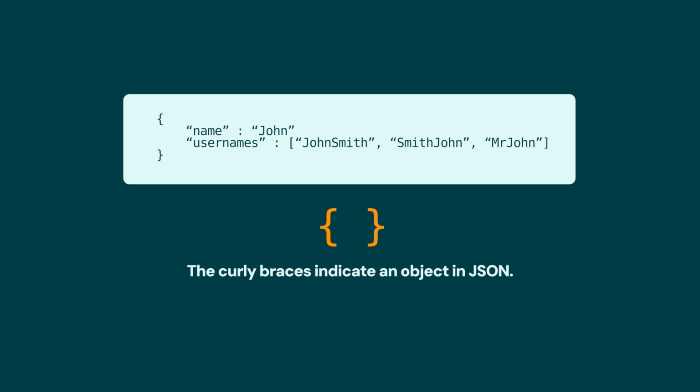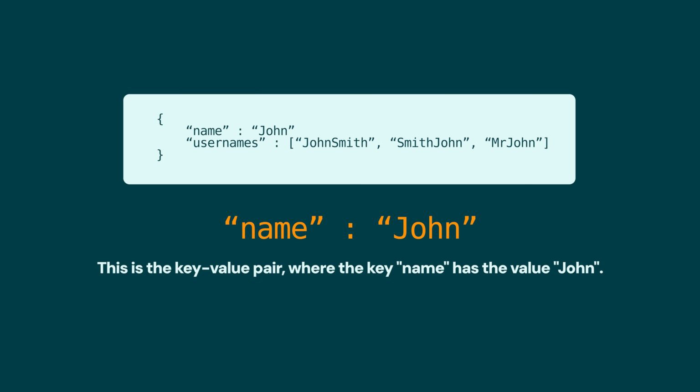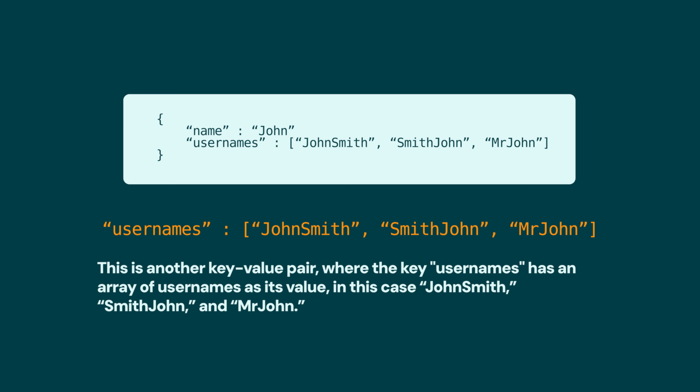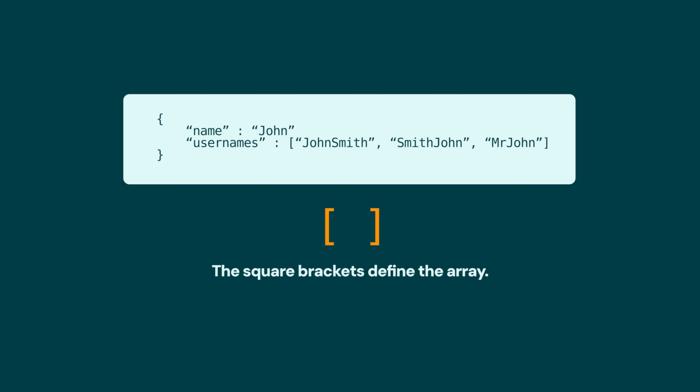Here's an example. Let me break it down for you. The curly braces indicate an object in JSON. This is the key value pair, where the key name has the value John. This is another key value pair, where the key usernames has an array of usernames as its value. In this case, John Smith, Smith John, and Mr. John. The square brackets define the array.